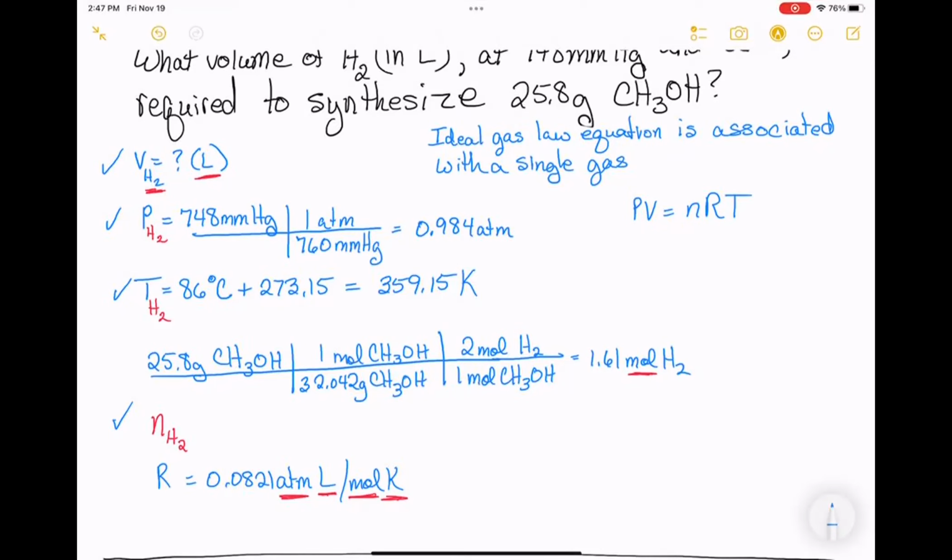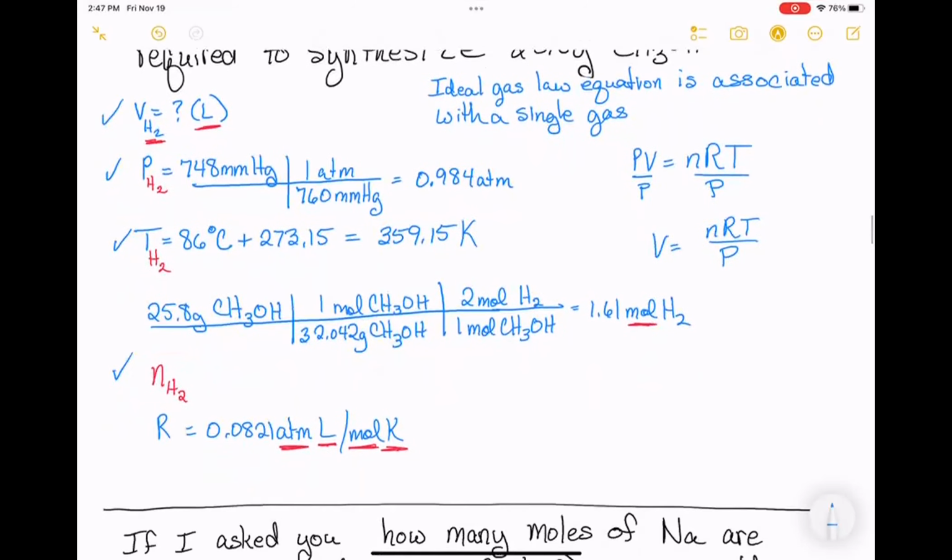We've identified our equation. We've made all our units match. Now to rearrange this equation to solve for volume. So we're going to divide both sides through by the pressure. And so you have volume is equal to nRT over P. Now we can plug and chug.